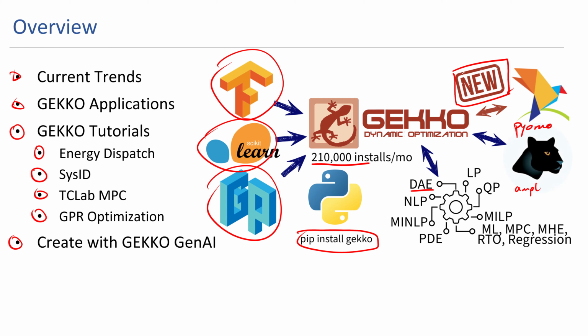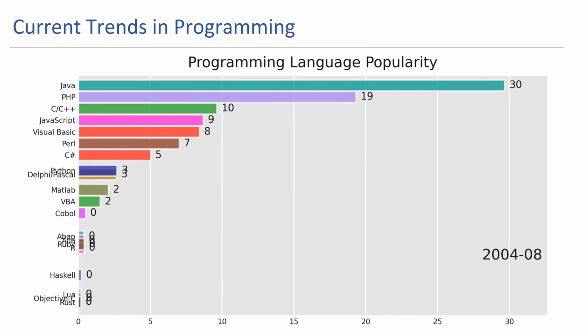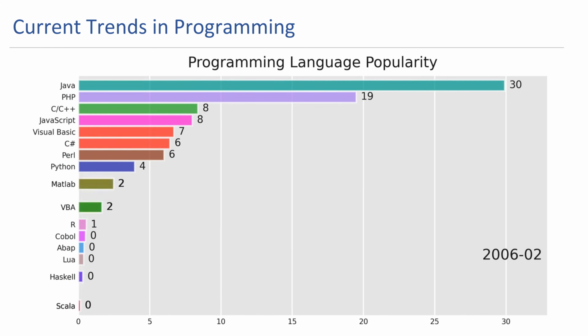To get started with Gekko, you just do pip install gekko, and you can solve problems with differential algebraic equations, nonlinear programming, mixed integer nonlinear programming, partial differential equations, linear programming, quadratic programming, mixed integer linear, and doing applications with machine learning, model predictive control, moving horizon estimation, real-time optimization, and regression. So with all of these, I'll show some demonstration applications, be able to go through applications of Gekko.